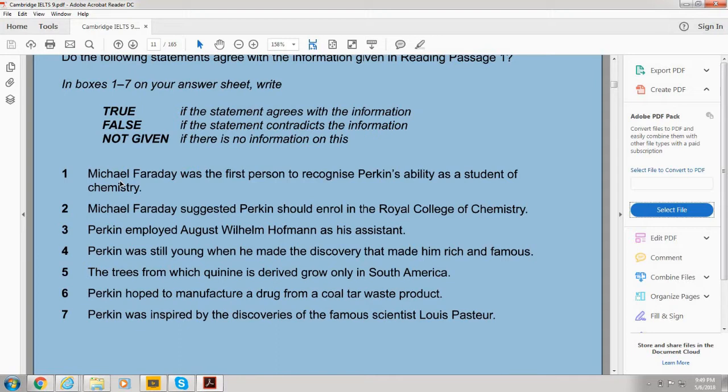Like, Michael Faraday was the first person to recognize Perkins' ability as a student of chemistry. And the best thing you can do all the time is, a very important thing, you need to understand the question. After all, English is not our mother tongue, so the best way to understand the question is to repeat it multiple times in your mind and loudly as well. Along with that, you can additionally try to translate it completely into Urdu, so that you get the clear meaning of the question.